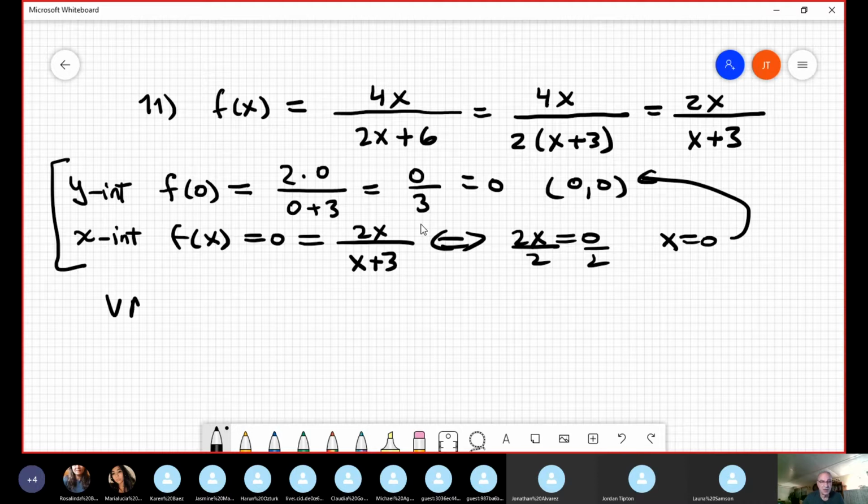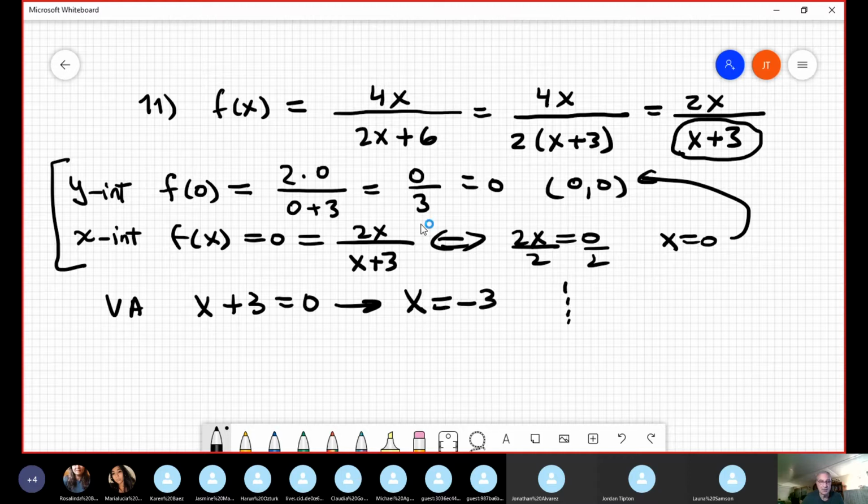Okay, let's move on to the vertical asymptote. Do we have one? Yes, we have. You take the polynomial at the bottom and force it to be equal to 0, and negative 3. You solve this equation. At x equal to negative 3, we have a vertical asymptote. Horizontal asymptote. Let me analyze the degree. Degree of the top is 1. Degree of the denominator is 1. Yes, we have y equal 2, because it's the division 2 divided by 1. We have a horizontal asymptote.